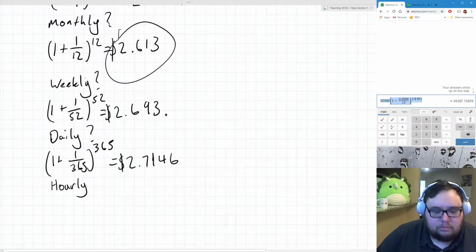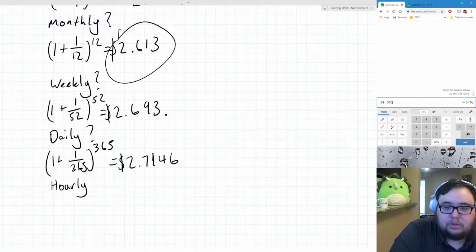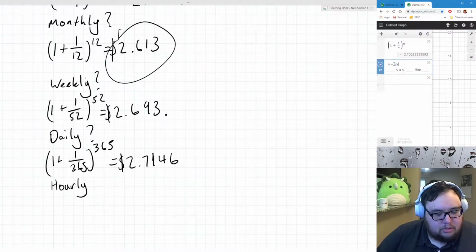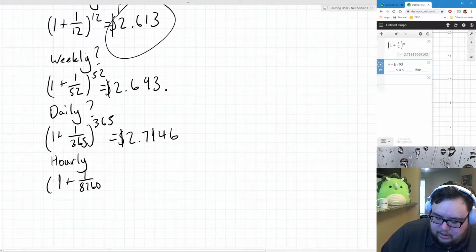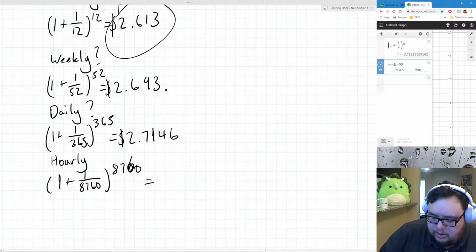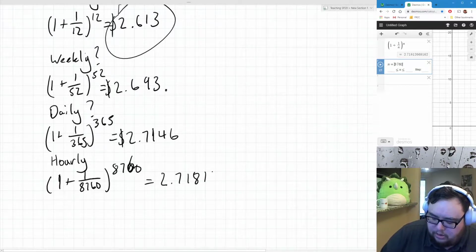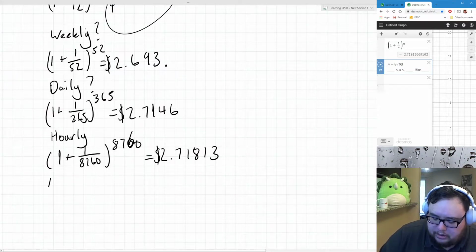So there are 8,760 hours in a year. So that's 1 plus 1 over 8760 to the power of 8760 is equal to $2.71813. And just for the sake of being absolutely absurd, what about minutely?